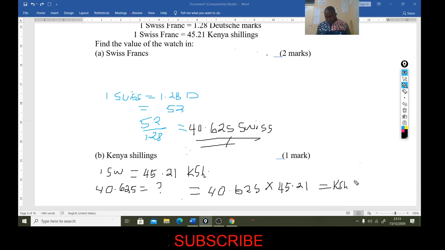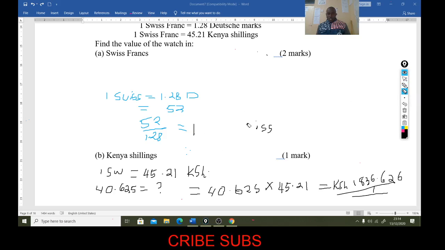You multiply using your calculator, you get 1,836.626 Kenyan shillings. So that is the amount in Kenyan shillings. That is how we do the exchange.